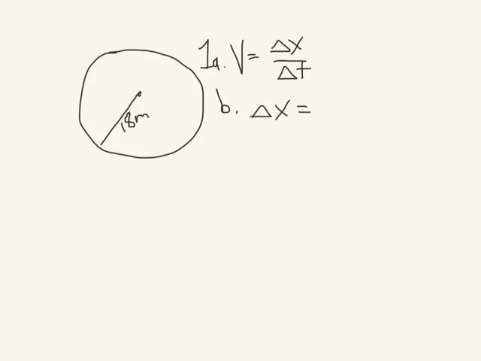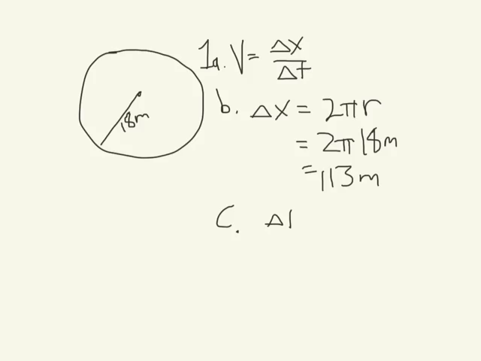But anyway, that total distance, the circumference of the circle, is just 2 pi times the radius of the circle, which in this case is 2 pi times 18 meters. That's 113 meters of distance traveled. And now we have to figure out the delta t, the time it took to do that. All we do for that is recognize that when it says the period is 30 seconds, that's the definition of period: the time it takes to go one revolution, one time around the circle. So it is just 30 seconds.